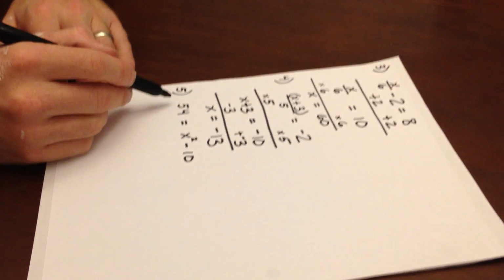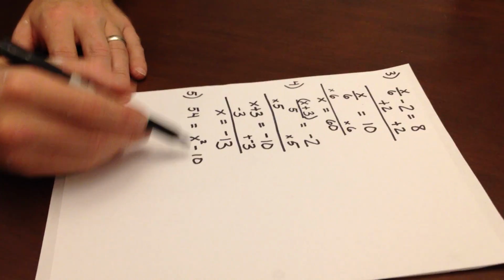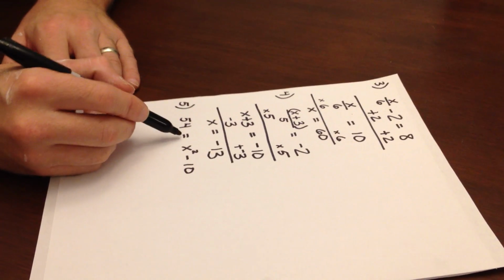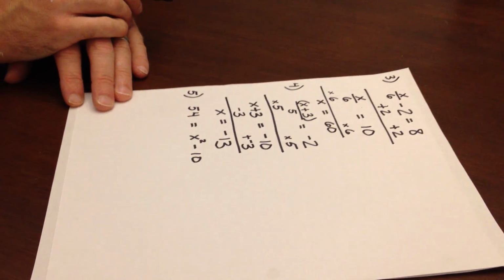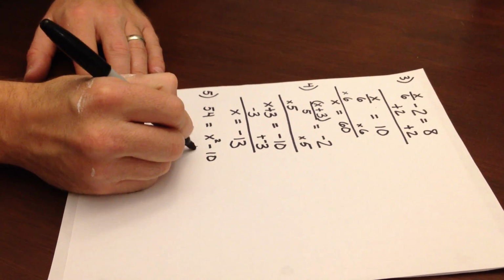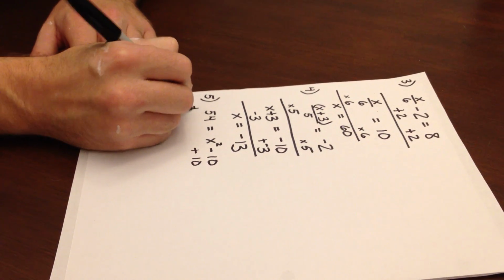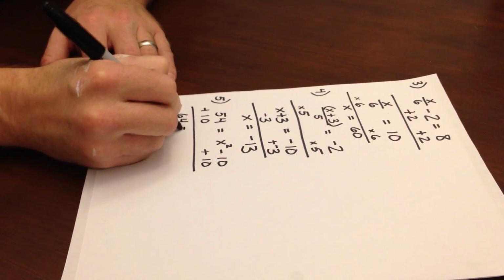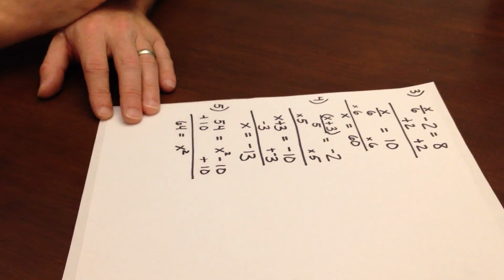Last one I want to talk about, and notice I wrote this one a specific way. The x can be on either side of the equation. It doesn't matter, so don't let that throw you off. We have 54 equals x squared minus 10. Again, I want to get the x by itself, so I have to add 10 to both sides. When I do that, I get 64 equals x squared.